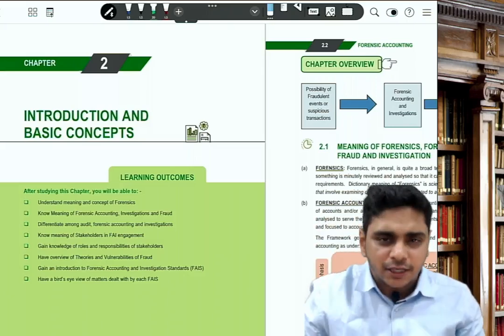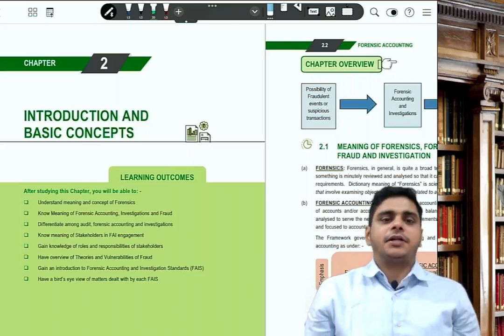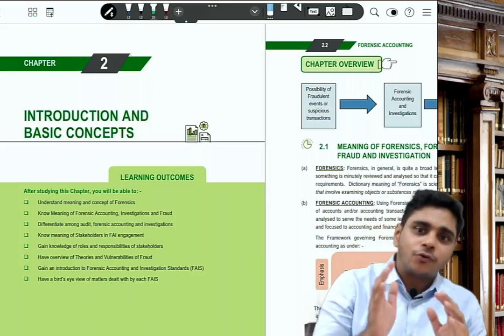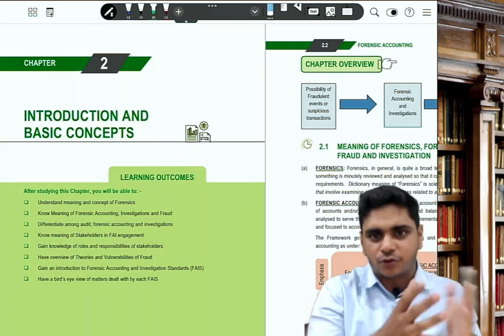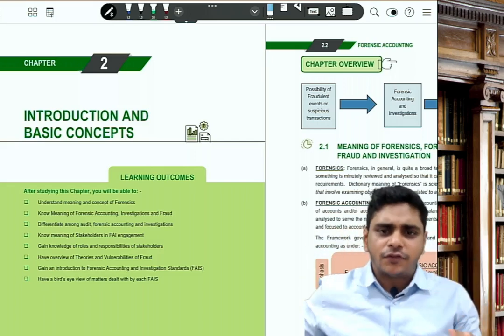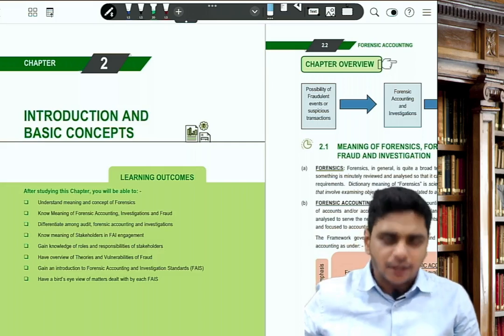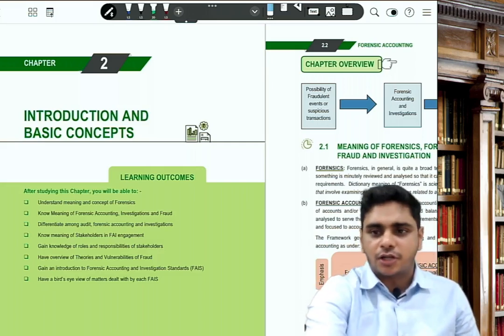So today we are starting with a new chapter. We are starting with introduction and basic concepts. I hope you guys have understood the previous chapter, the intro chapter, where I have given the overview of the entire content of forensics. Okay. Now today we're gonna start with introduction and basic concepts.